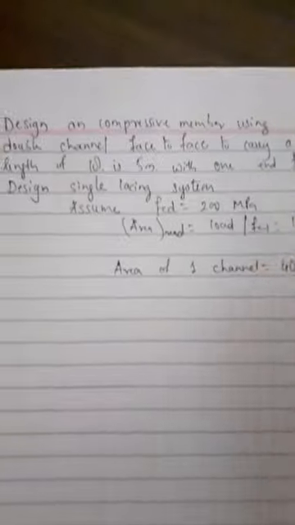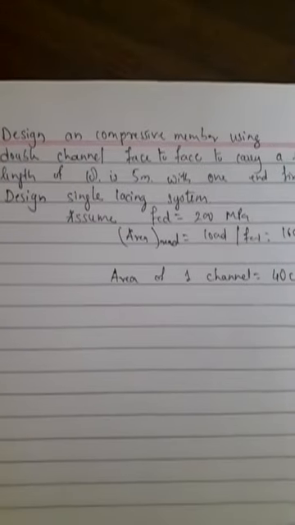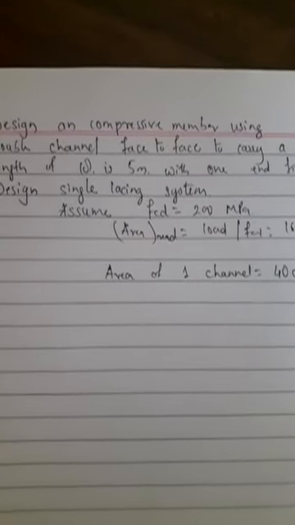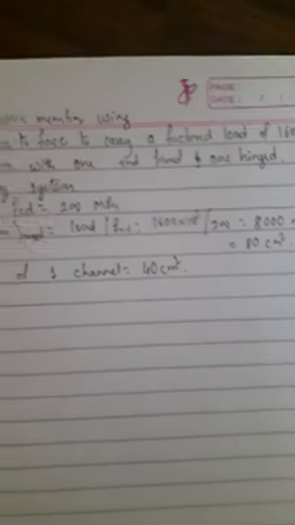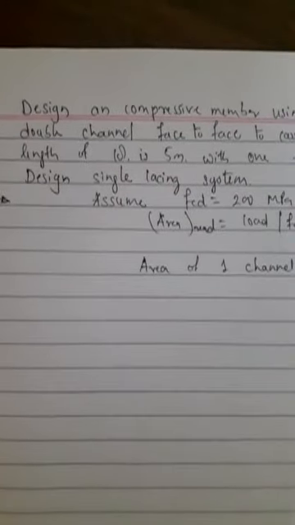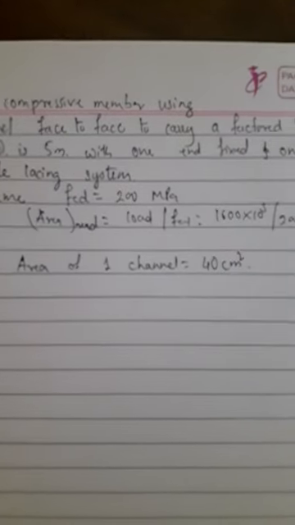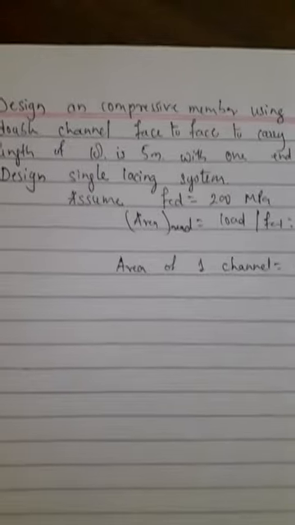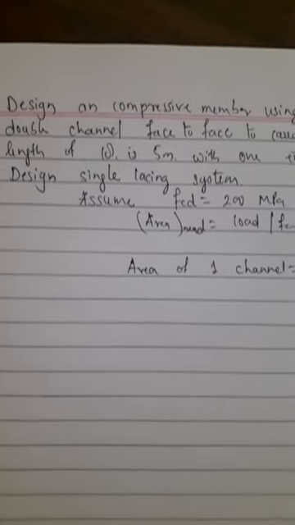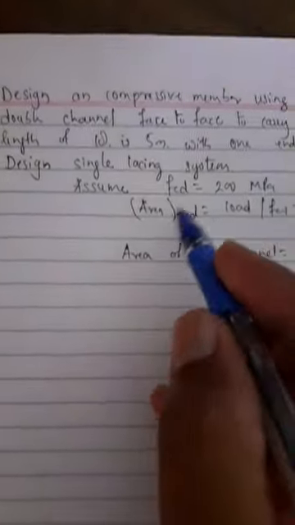Design a compressive member using double channel face-to-face to carry a factored load of 1600 kilonewtons. Length of the column is 5 meters with one end fixed and other end hinged. Design single lacing system. So we'll start with the solution.